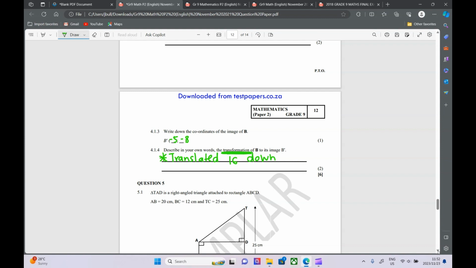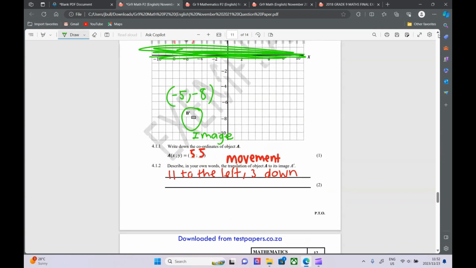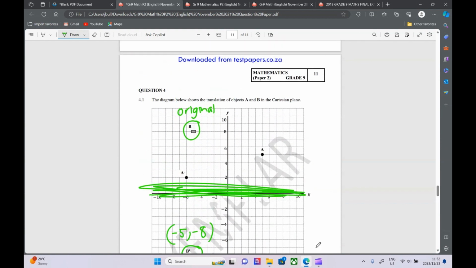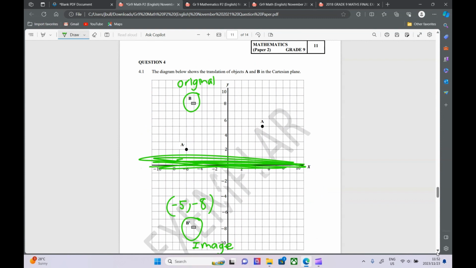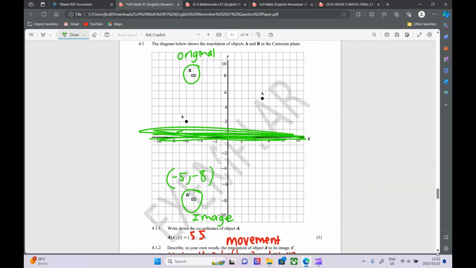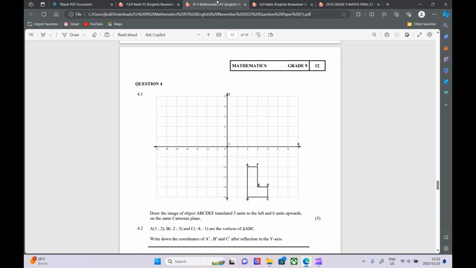Or the other thing you could say is it's just been reflected, so it's like a mirror image, so it's reflected about the x-axis. Okay, because you can see if we had a mirror and we put it there by the x-axis, it's just flipping the B over. Okay, so that is a pretty standard question. We're going to work through a few more. Let's have a look at the next one.